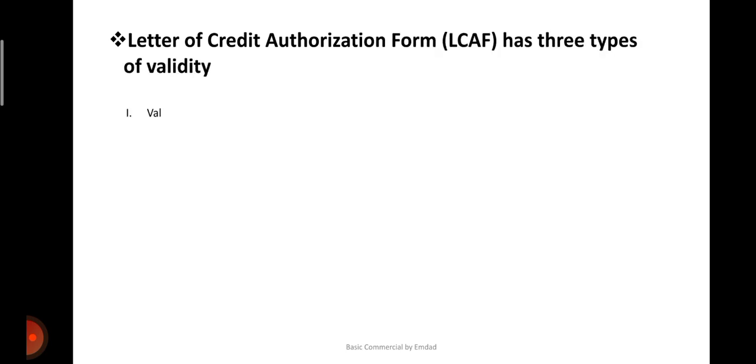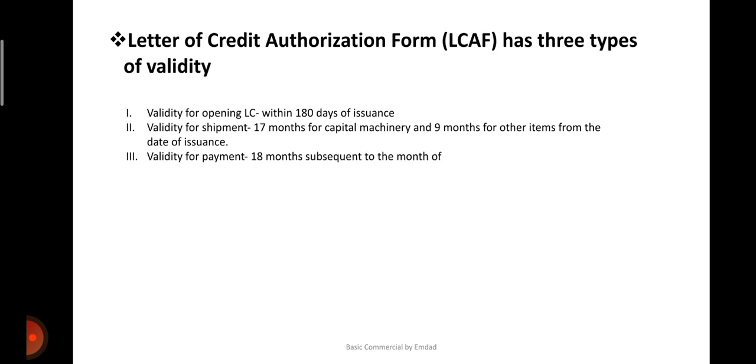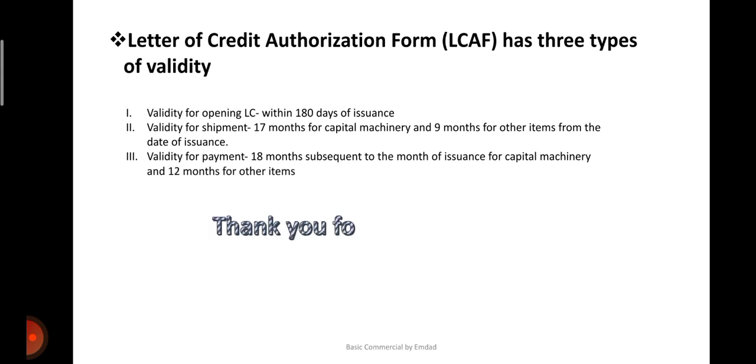Letter of credit authorization form LCAF has three types of validity. Validity for opening LC within 180 days of issuance. Validity for shipments 17 months for capital machinery and 9 months for other items from the date of issuance. Validity for payment 18 months subsequent to the month of issuance for capital machinery and 12 months for other items.